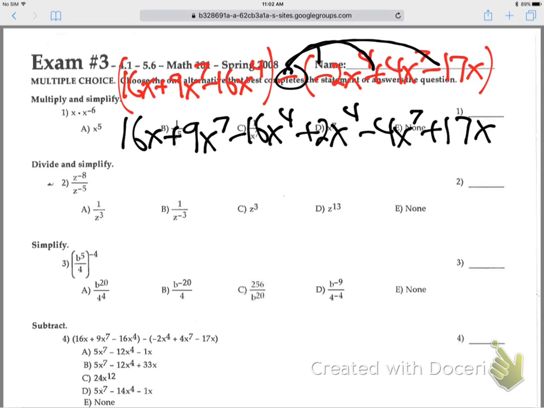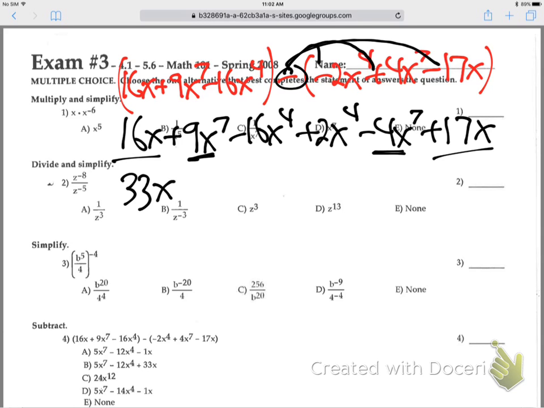Now combine like terms, right? Same powers with same powers. You get 17. And remember, we're adding, subtracting right now, so we don't mess with powers. When do you mess with powers? When you multiply things. So we're just adding, subtracting, so don't mess with powers. So just have 16x and 17x, whatever order. It doesn't matter. It's just multiple choice, you just grab the one.